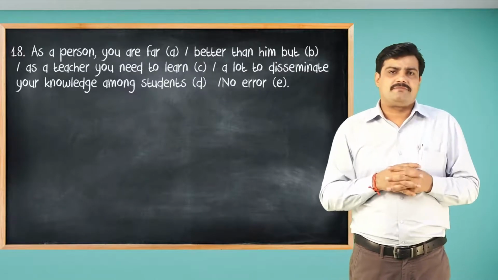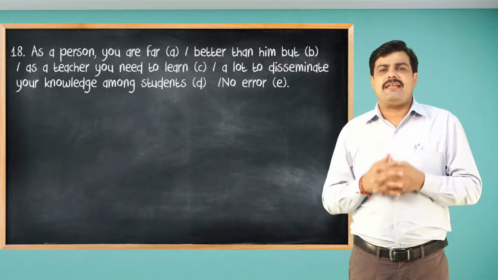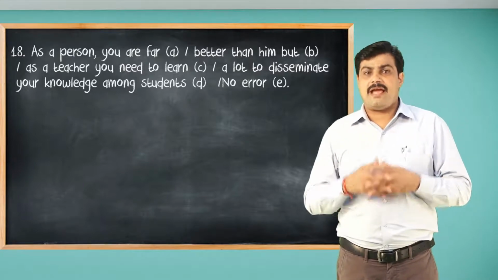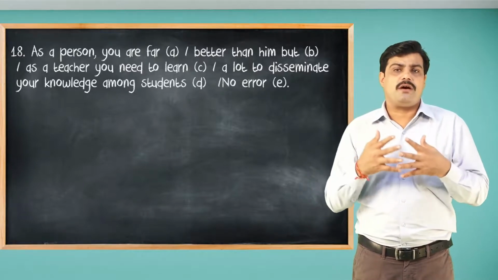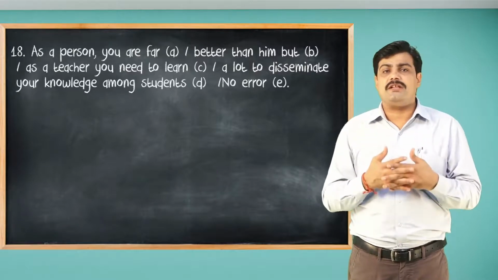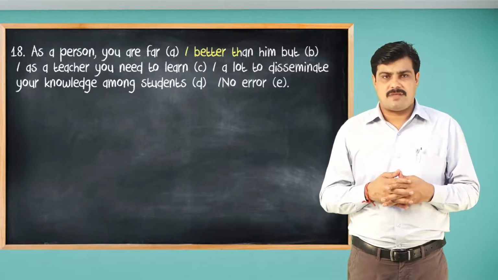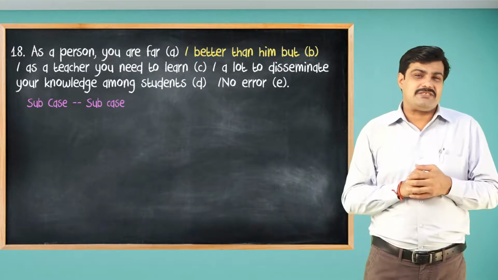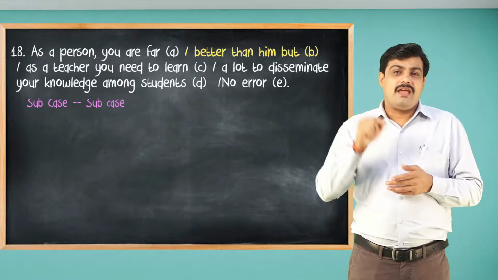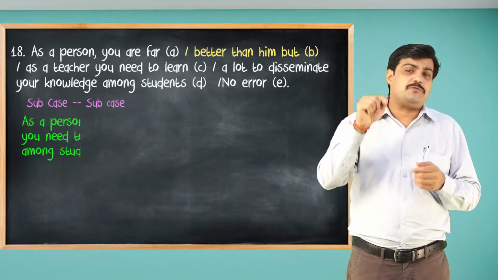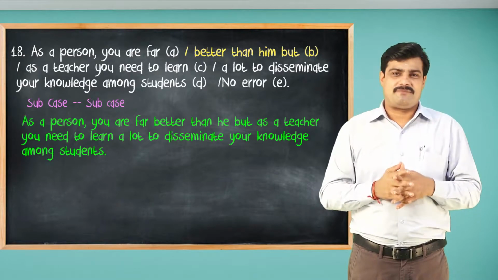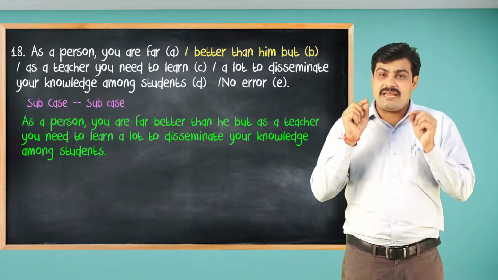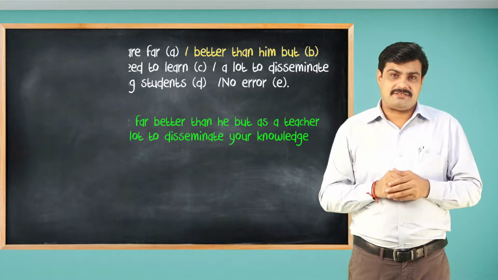As a person, you are far better than him. As a teacher, you need to learn a lot to disseminate your knowledge among students. Part B in this sentence is wrong. The pronoun him is to be replaced by he, because he is the subjective case.